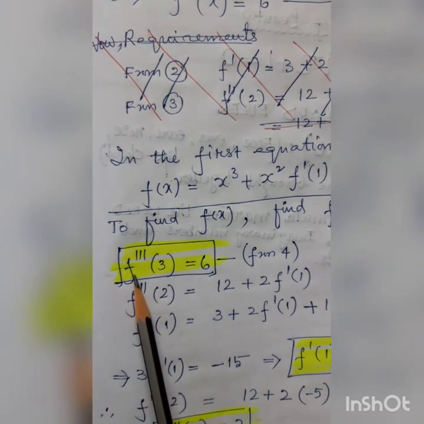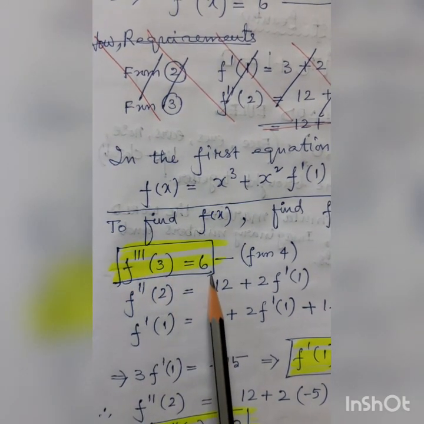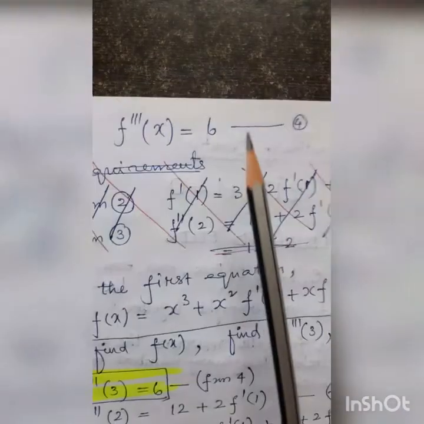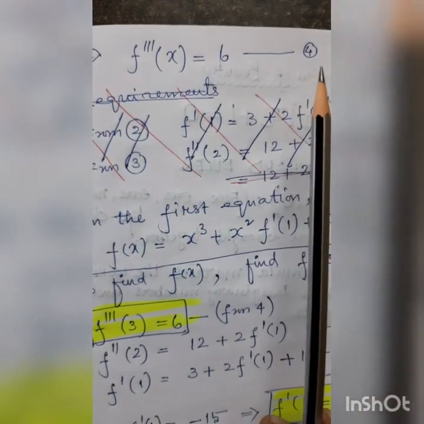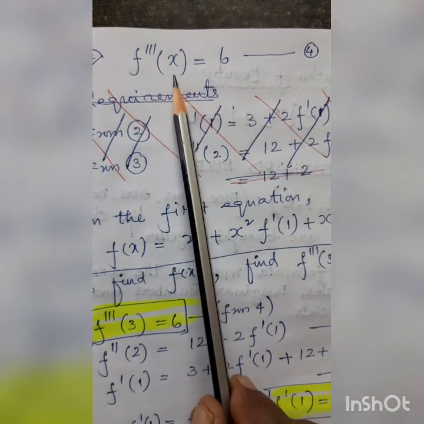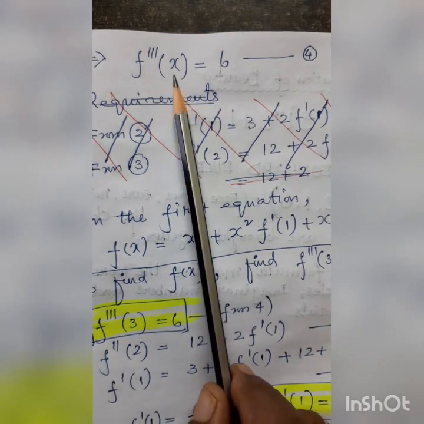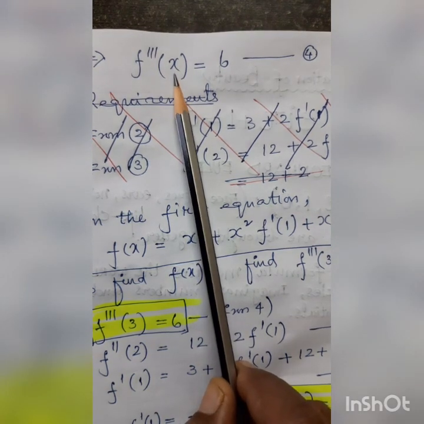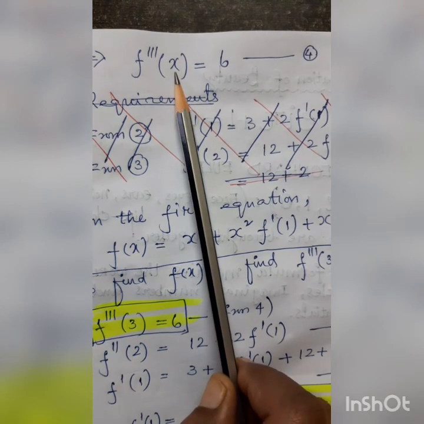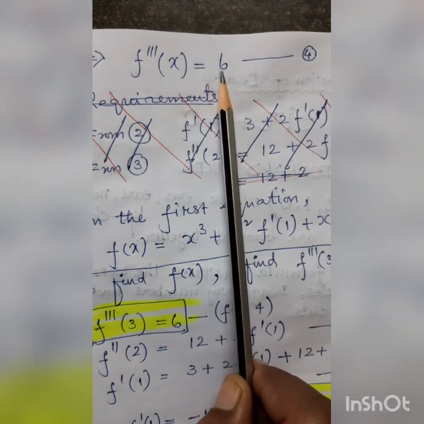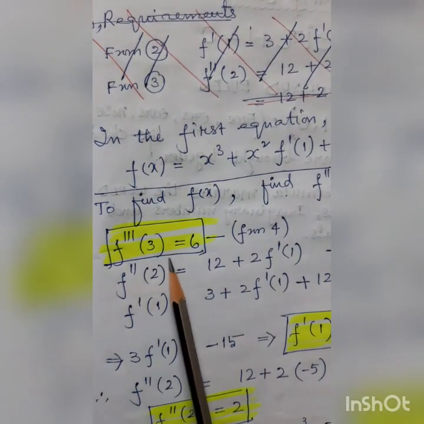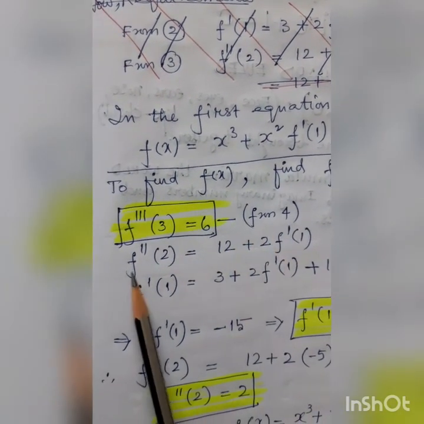That is why f triple dash of 3 equals 6 from equation 4. This is a constant function, so whatever you put here, 3 or 2 or 4 or 100, it is always 6 only. So f triple dash of 3 equals 6 from equation 4.